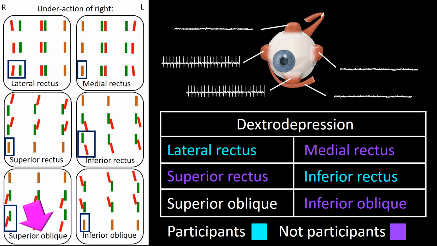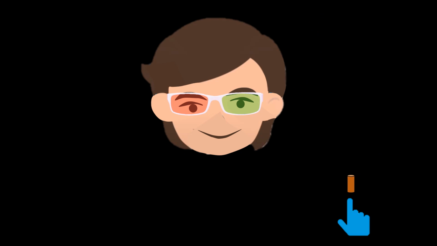As indicated by the arrow, the right superior oblique underaction can also produce double vision during dextrodepression, but less pronounced than right lateral rectus and inferior rectus underactions. Hence, this muscle contributes to right eye dextrodepression, although to a lesser degree than the lateral and inferior recti, as illustrated here. We will now look at right eye levodepression.